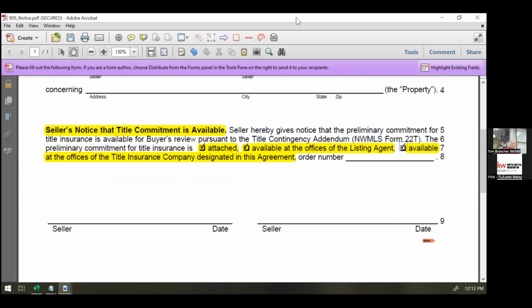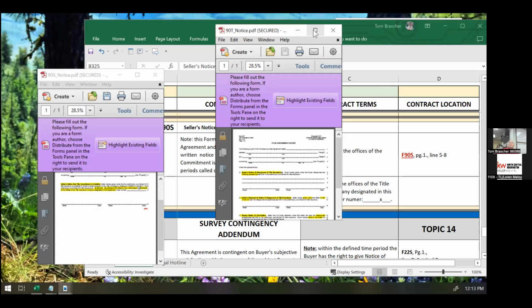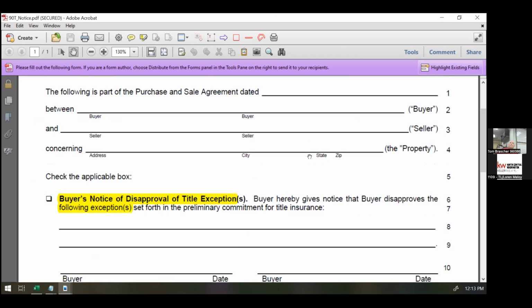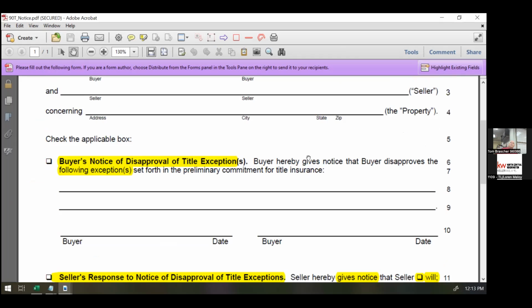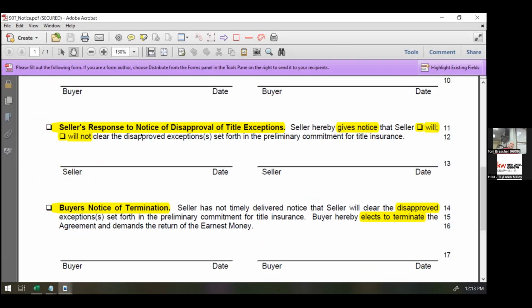But I found it interesting that as I was digging around, I found a form that I never really knew was there. The other notice form, since we're looking at all the notice forms, I want to make sure I look at this one. If the buyer ends up not liking what's in that title report, this is the form that the buyer gives notice of disapproval of title exception. And this is where they have to call out what that exception is. And then again, as I went through that matrix, this is where I referred to the seller response to the notice of disapproval title report.